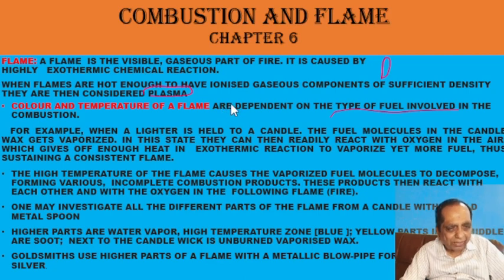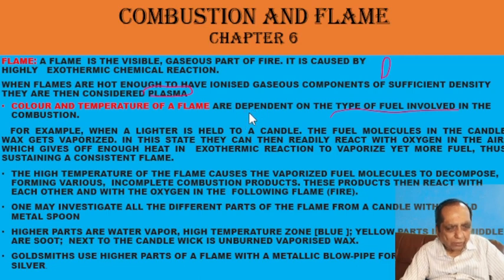wax gets vaporized due to heat and its temperature is more than the ignition temperature, then it will react with the oxygen in the air and an exothermic reaction will take place, more heat will get liberated and it will further vaporize the wax, and this process will continue and always the wax is getting melted and it is going to a high temperature.